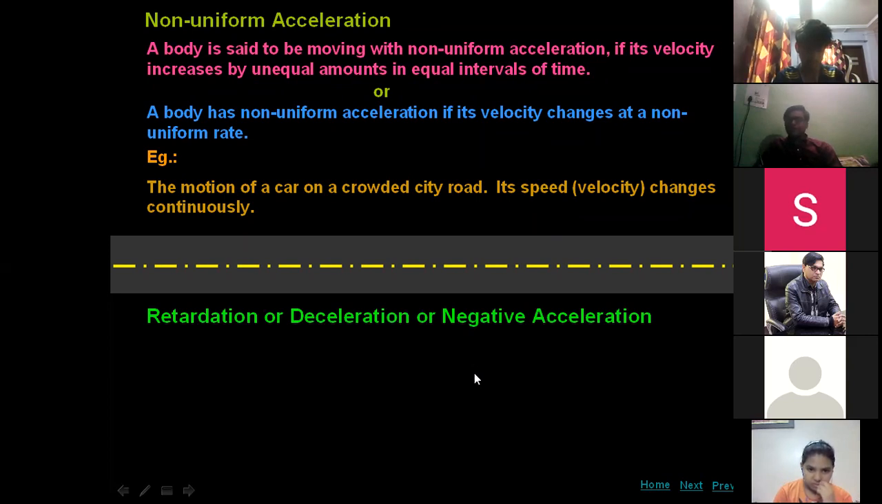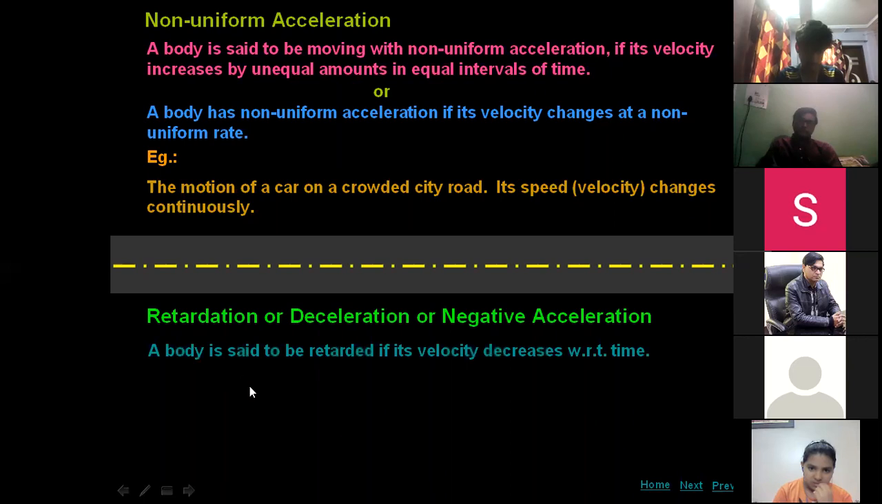So this is called retardation or deceleration or negative acceleration. This also I explained to you in the class. The negative acceleration is here. When you apply the brake, it causes retardation. Means the acceleration is against the motion or in the opposite direction of the motion. So a body is said to be retarded if its velocity decreases with respect to time.